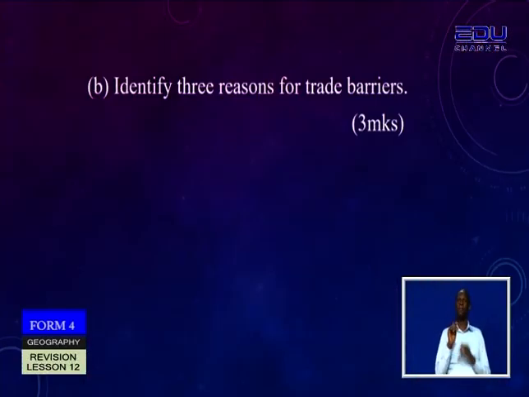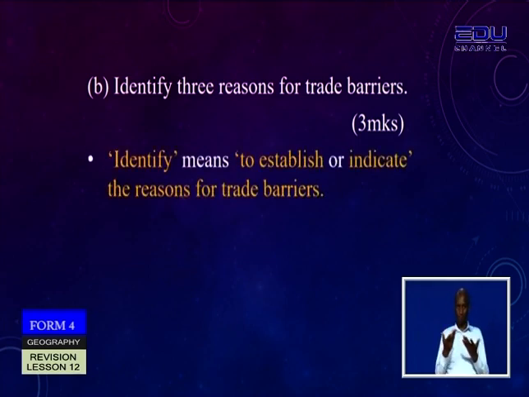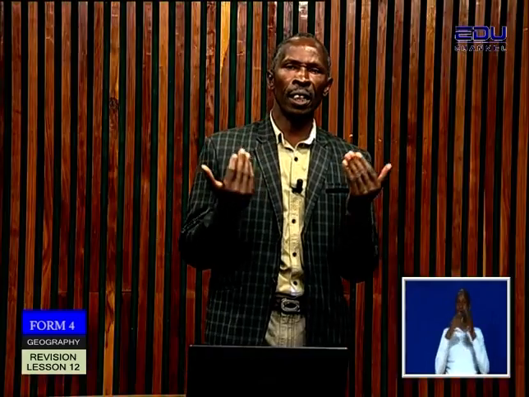The other question is here, B. Identify 3 reasons for trade barriers, and we are talking about 3 marks. Identify 3 reasons for trade barriers. When you identify, we are talking about establishing or indicating the reasons for trade barriers. You see, we are interpreting the terms according to the specific question, and that is why we are bringing in the issue of trade barriers. We are not just describing the general word. So identifying means to establish or to indicate the reasons for trade barriers.